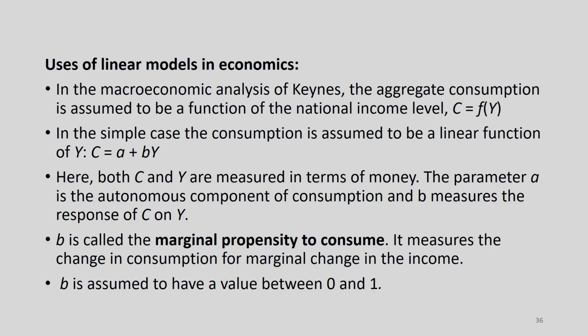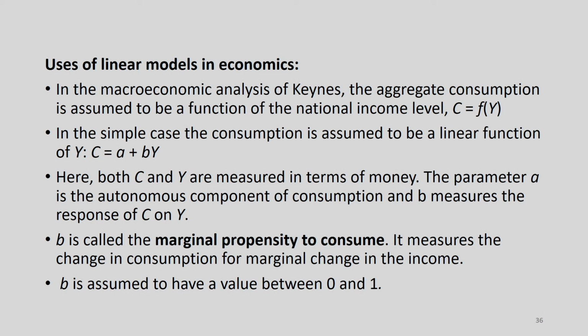In the last few lectures we have been talking about functions, and in particular linear functions, and how in a linear function there could be two components. One is the autonomous or constant component, and the other is the component which varies with the change in the argument or the independent variable. And I was talking about the uses of linear models or linear functions in economics. So, this is the example that I gave in the last lecture.